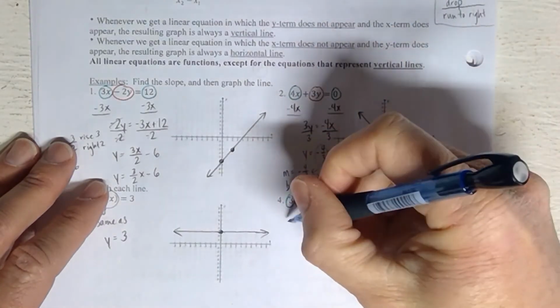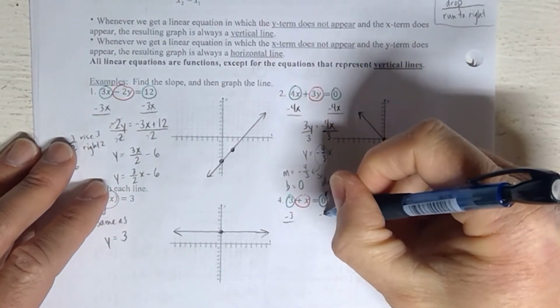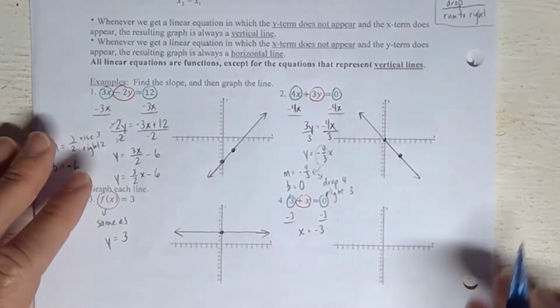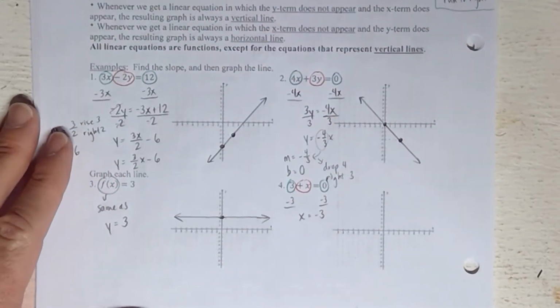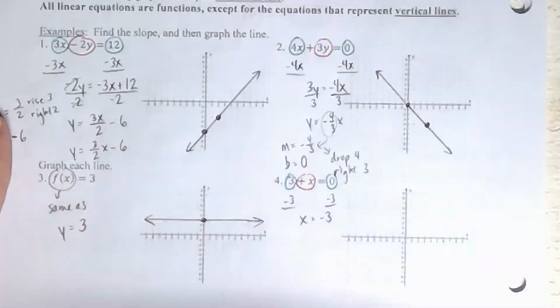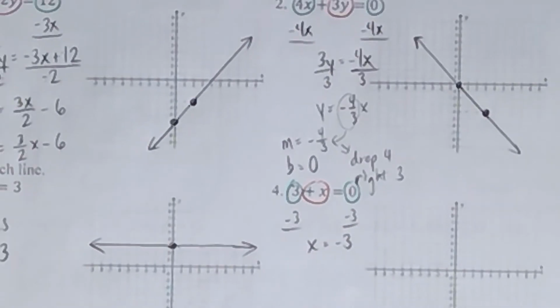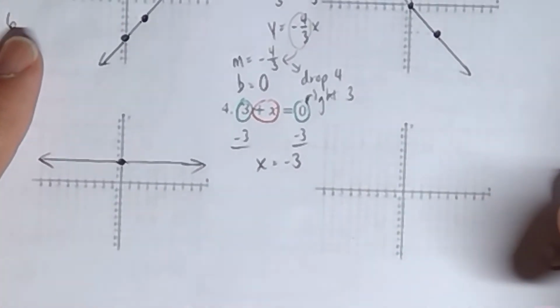There we go. And we get x is equal to negative 3. You don't even need to divide out. The x is already by itself. Okay, so let's go ahead and zoom in on that and take a look at that.